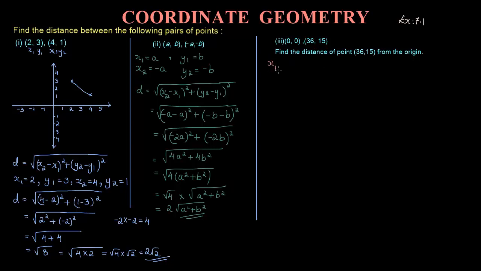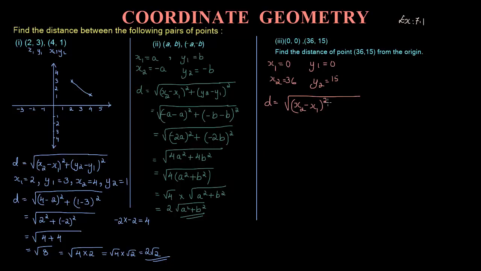So let us write that x1 is equals to 0, y1 is also 0. Then x2 is equals to 36, y2 will be equals to 15, right? Now let us write the distance formula. What is the distance formula? We have x2 minus x1, and it is the whole square.